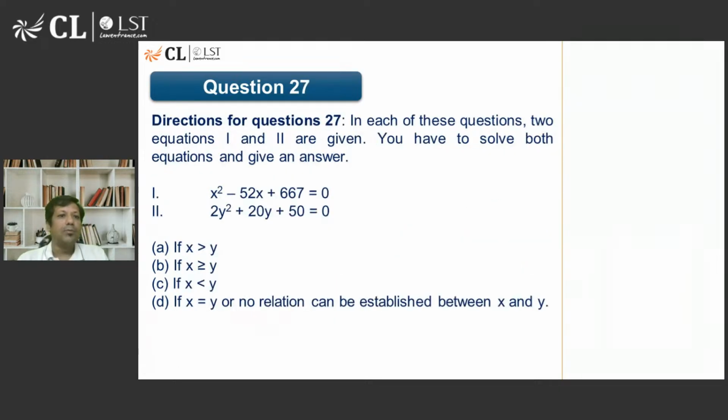Okay, now let's move on to the next one. What does it say? I think I'm not going to solve this question because 667 is a very bad number. What am I going to do with it?